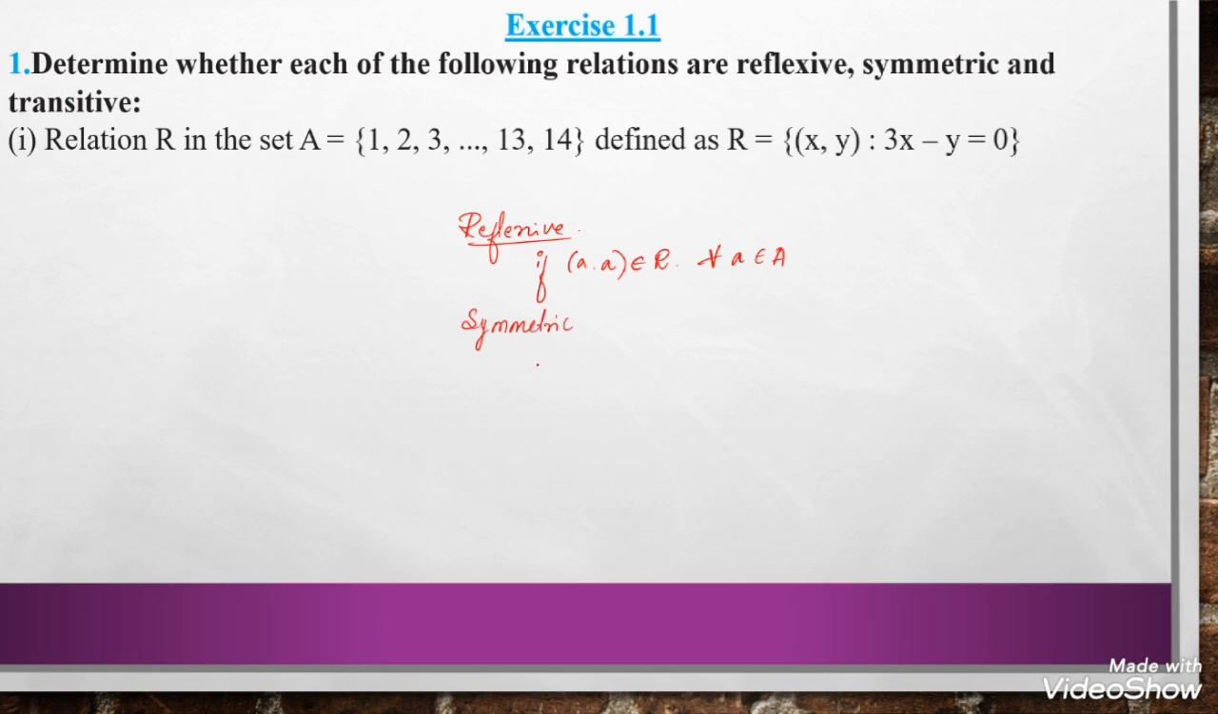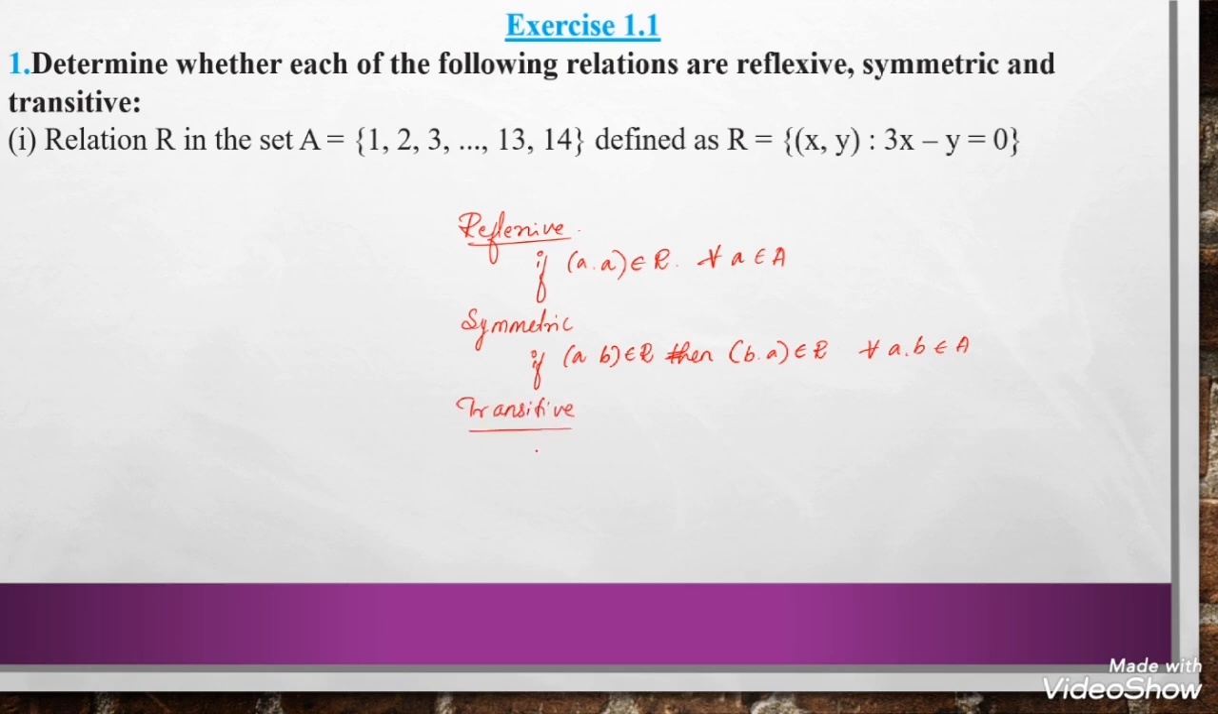The second type is symmetric. If the first element a is related to the second element b, that is, (a, b) belongs to the relation R, then b is related to a, that is, (b, a) belongs to the relation R, for every a, b belonging to the set A. A is related to B means obviously the second is related to the first element.